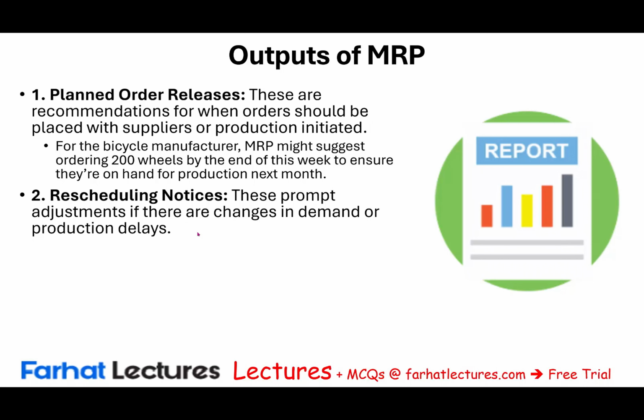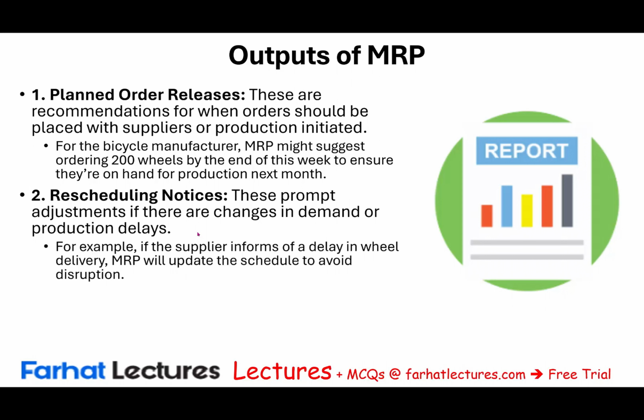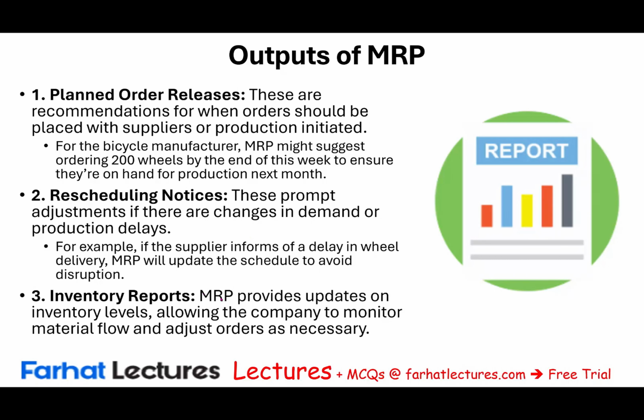So let's assume we went in there and we changed the order from 100 to 75. So if the supplier informs you of delays in wheels delivery, MRP will update the schedule to avoid disruption. So it might send rescheduling notices based on any changes. An inventory report: MRP provides updates on inventory level, allowing the company to monitor material flow and adjust orders as necessary. Those are the outputs of MRP, and those are all helpful for decision making.